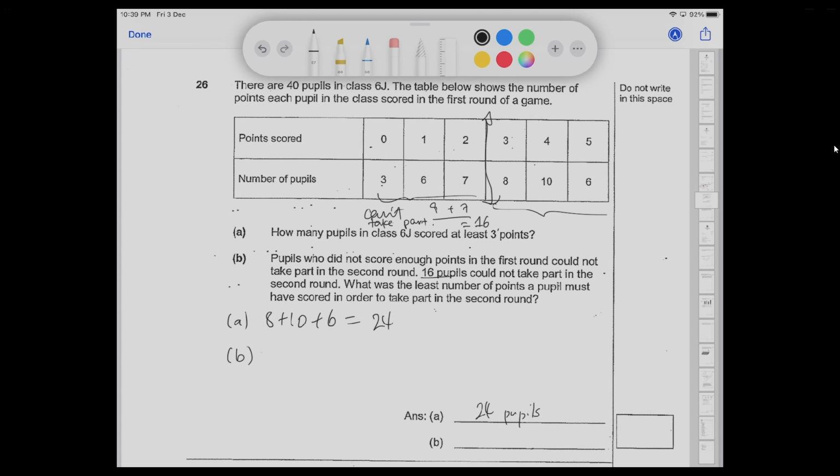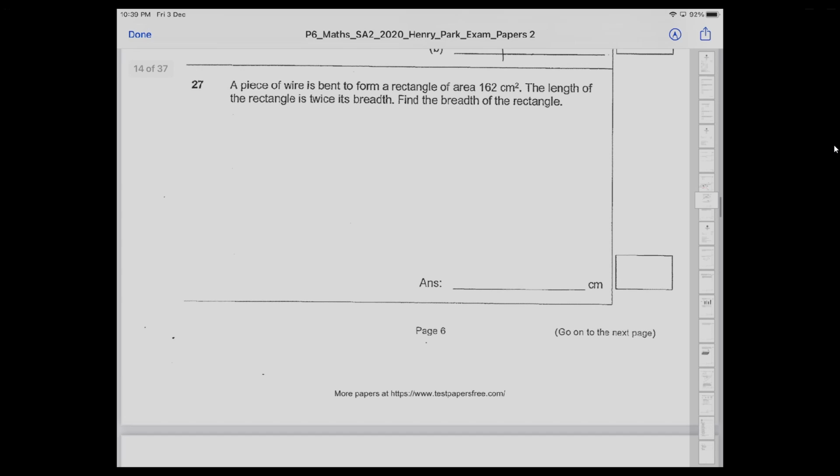So what was the least number of points a pupil must have scored in order to take part in the second round? That's just 3, because it's the number above the cutoff point. 3 points. Let's move on to question 27.